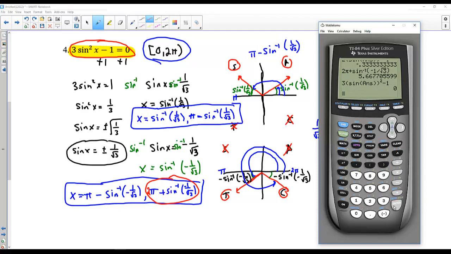So I really didn't make too big of an error. This is the correct answer. But yeah, when you plug in your calculator, if you plug it in incorrectly, it may tell you you're wrong when you're actually not. So you gotta be careful.